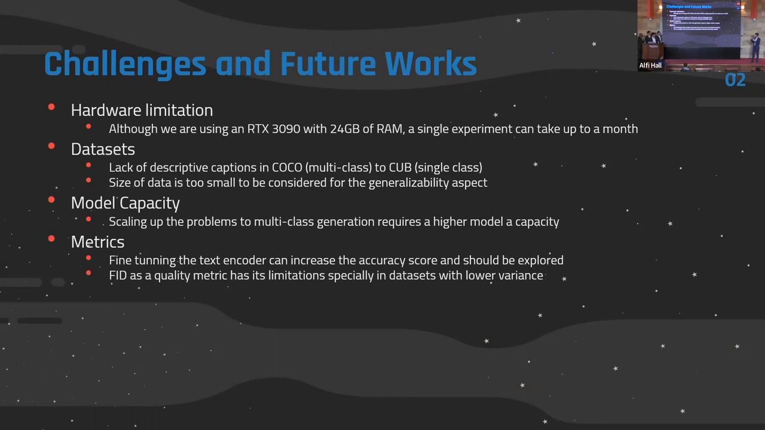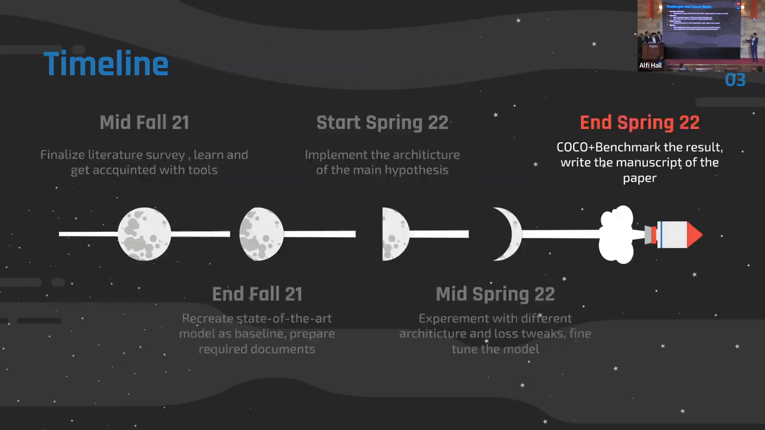Finally, for the metrics, fine-tuning the text encoder has a large effect on the R precision, as we have seen in the previous slide for the R precisions. And this should be explored, as fine-tuning the text encoder, as we can see, will improve both quality and accuracy metrics. Finally, the FID quality metric has its limitations, because you have seen the StyleAttnGAN results, and they showed quite good qualitative results, but poor quantitative results, because the FID metric has limitations when datasets have lower variance.